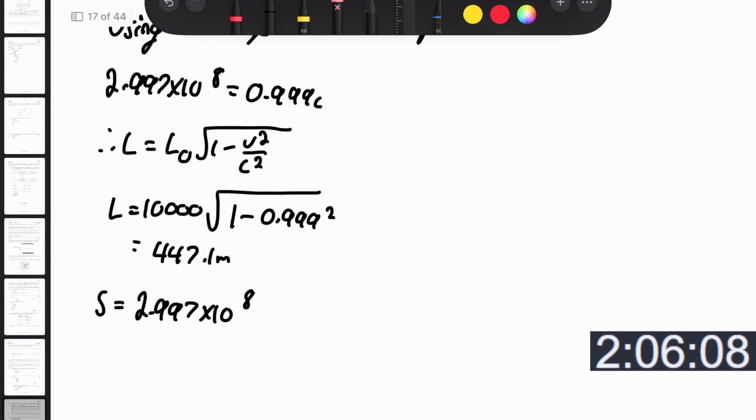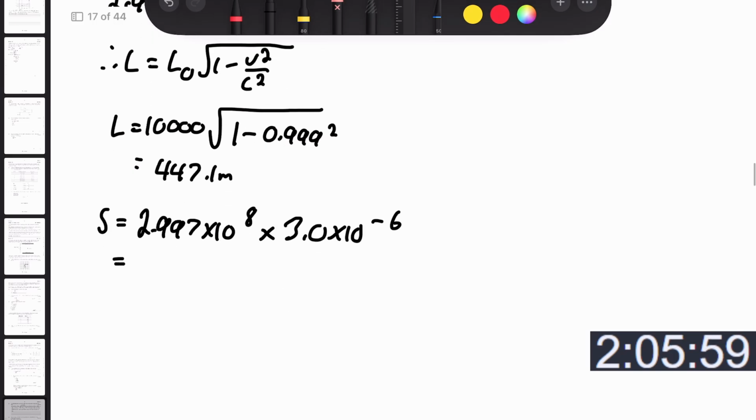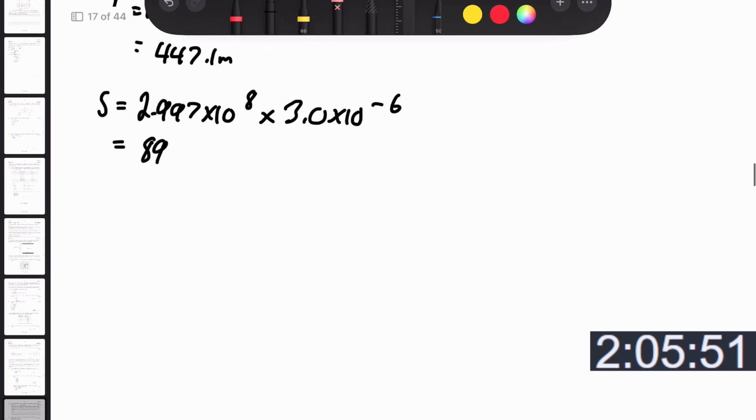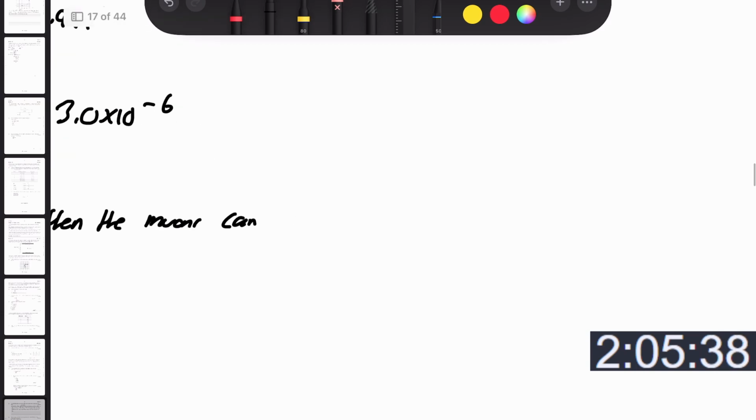Okay, and then times 3.0 times 10 to the negative 6, times 3 times 10 to the negative 6, and this is 899.1 meters. As L is less than S, then the muons can travel the distance.